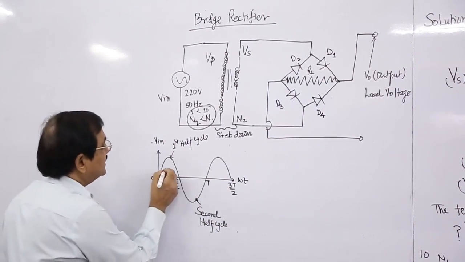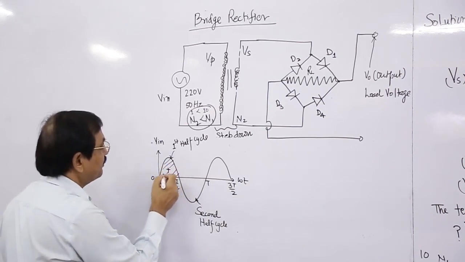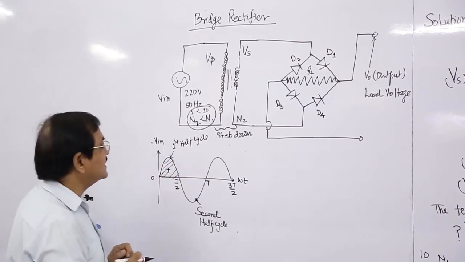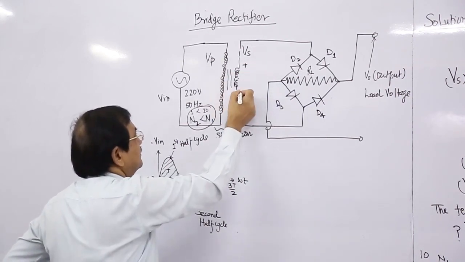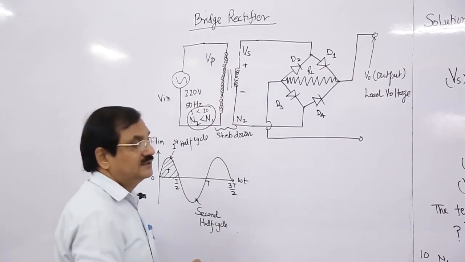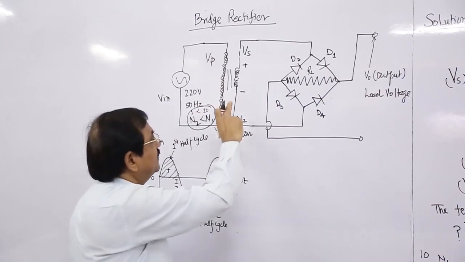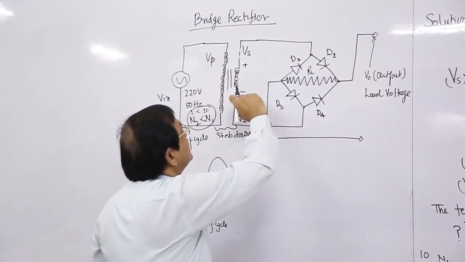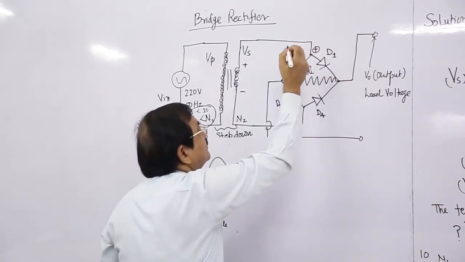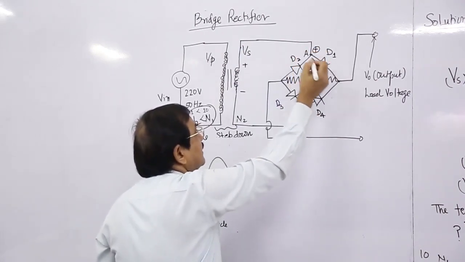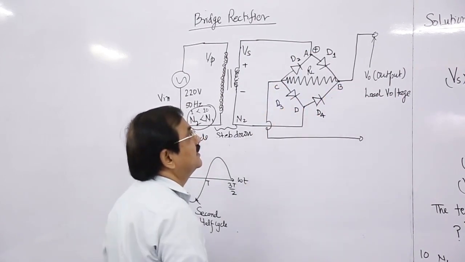What we have, this is the first half cycle. This first half cycle is positive. So this point is considered as positive, and this point will be negative. So what will be the operation? This is the positive point. So this point is A, this point is B, this point is C, and this point is D.